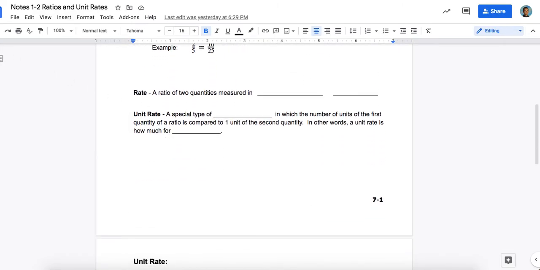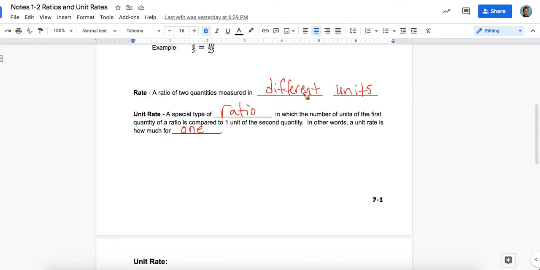So our next word is rate. And a rate is a ratio of two quantities measured in different units. Like if we were to compare the miles to the amount of hours that we drove, we call that miles per hour. Okay, a unit rate is a special type of ratio in which the number of units of the first quantity of a ratio is compared to 1 unit of the second quantity. In other words, a unit rate is how much for 1.